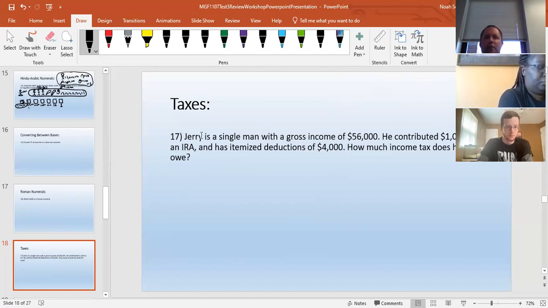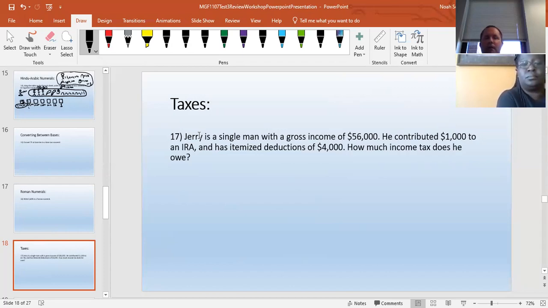This says Jerry is a single man with a gross income of $56,000. He contributed $1,000 to an IRA, itemized deductions of $4,000. How much income tax does he owe? Well, we've got to figure everything out from the start on this one. So the gross income is always your starting point.